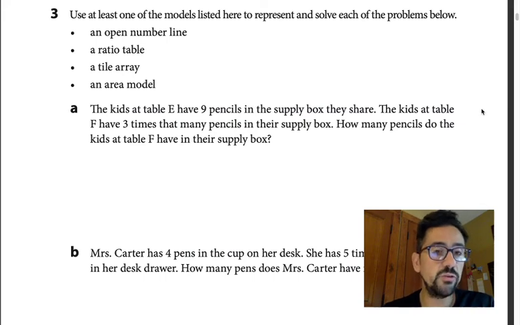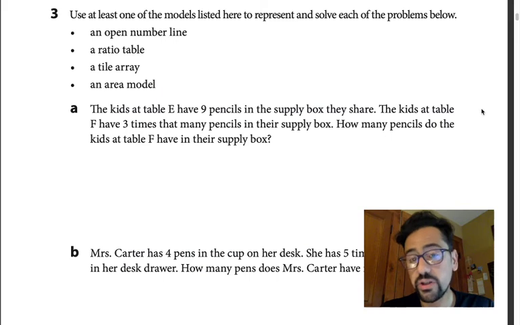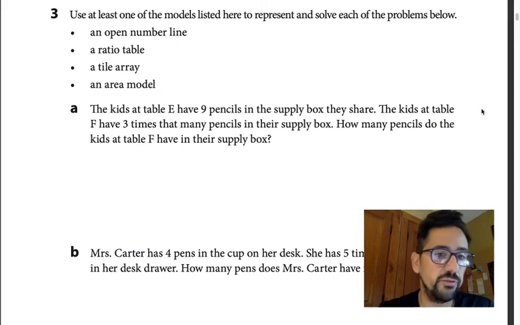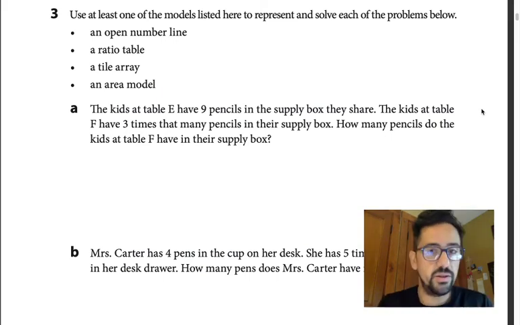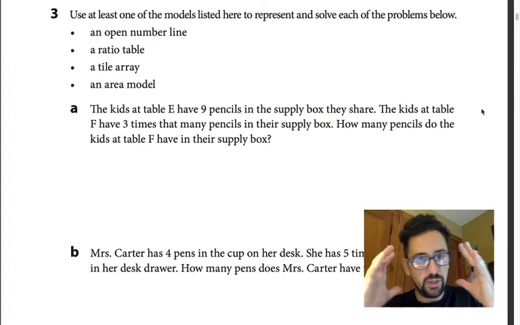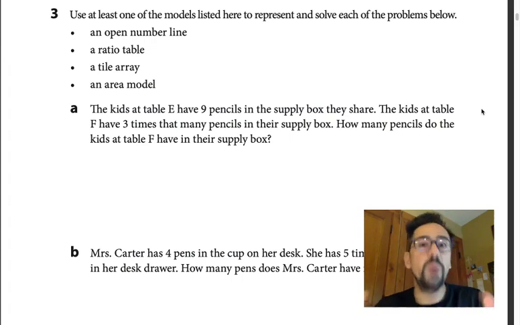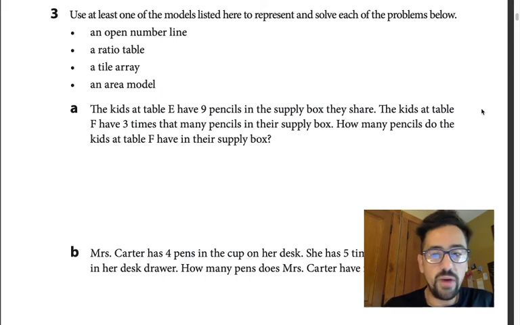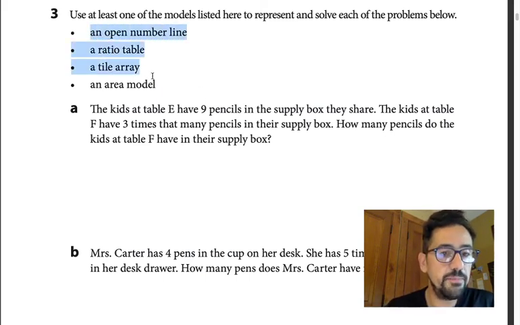And I would like you to use at least one of the models listed to represent and solve each of the problems. I would encourage you to use a different model for each of the problems so you get practice with more than one model and you don't get stuck in one way of doing things or one way of thinking. And you have them right here on the screen, the 4 models listed.